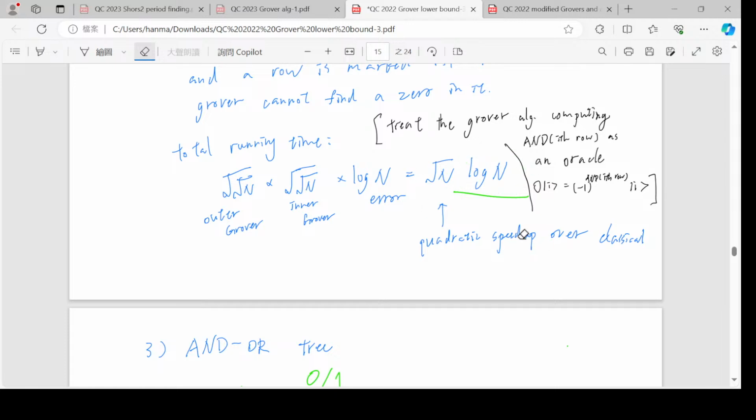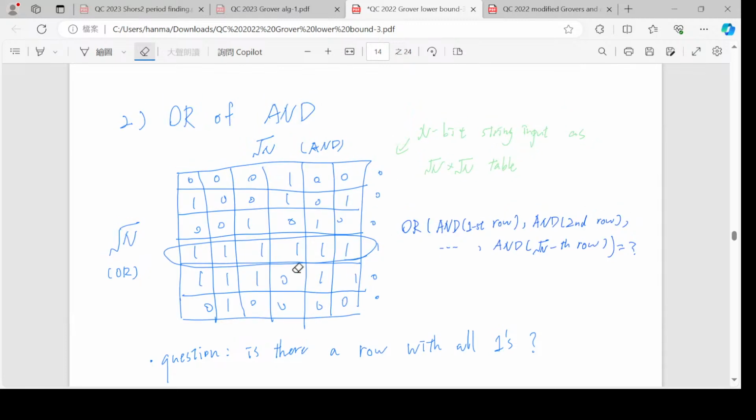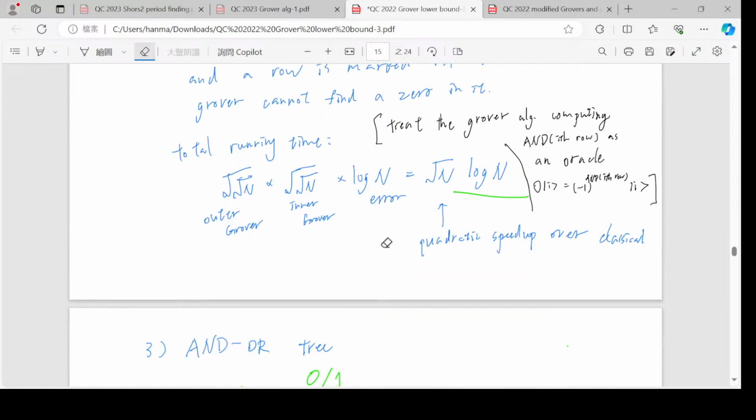Yeah, so this is a concept that is very useful. That is, you can run the Grover algorithm recursively. Or in general, you can run a lot of quantum algorithms recursively. You can think about having a quantum algorithm that solves a subtype of a problem, and you treat that sub-algorithm as an oracle that feeds into a larger algorithm. You can run this thing recursively, and you will get a better time and query complexity.